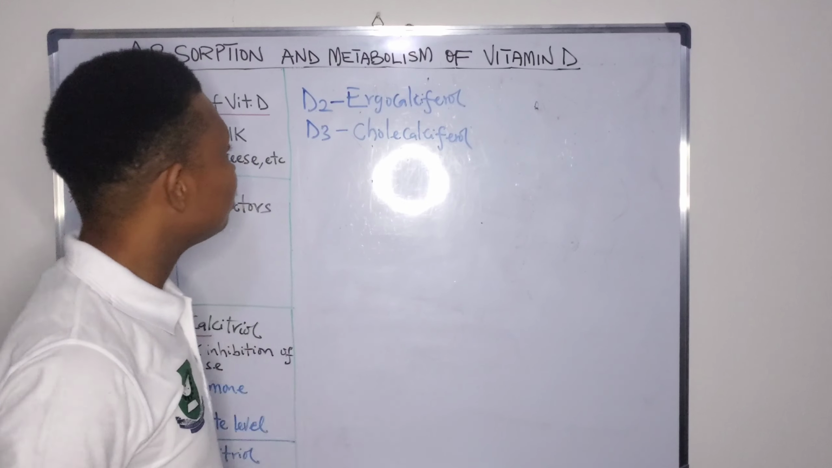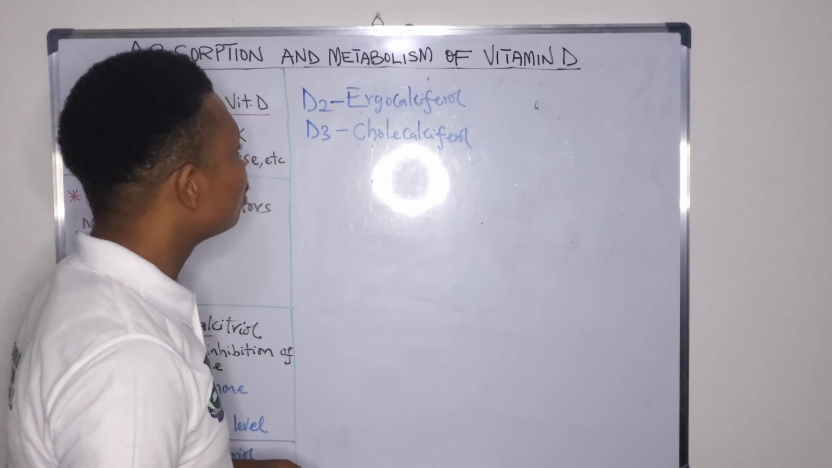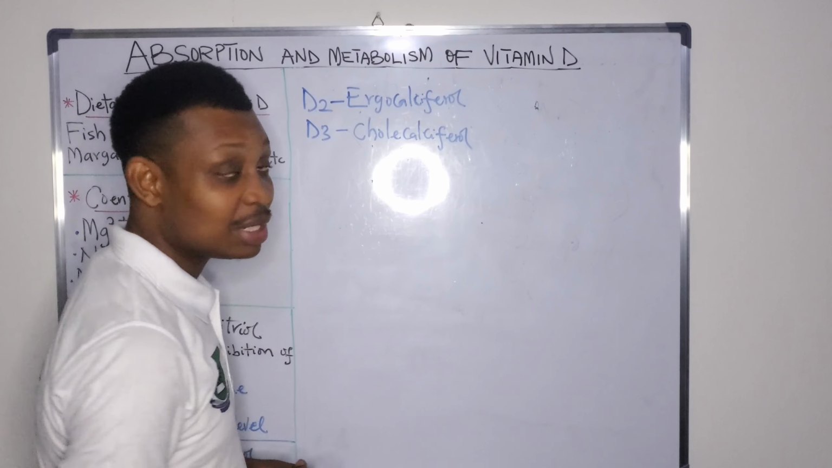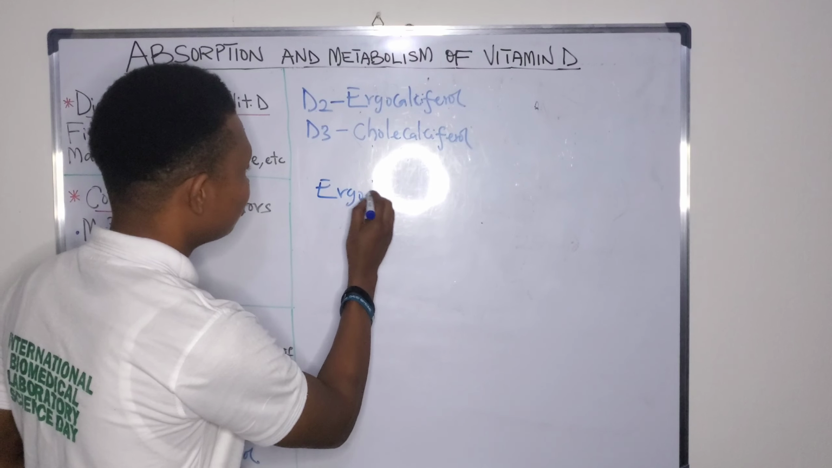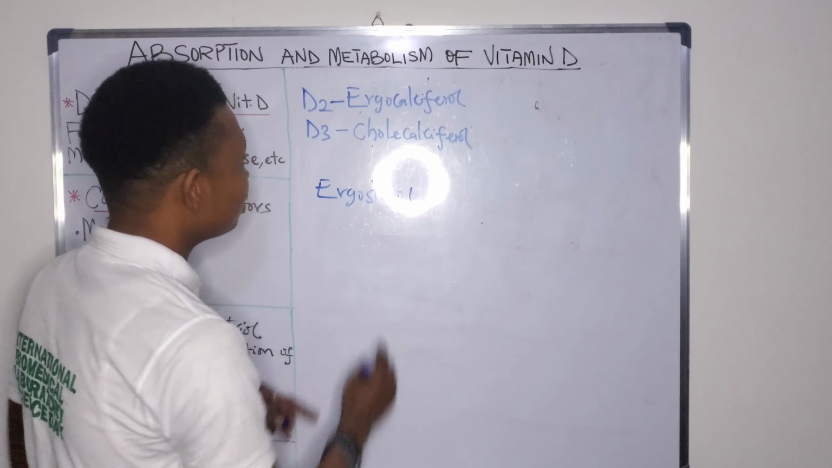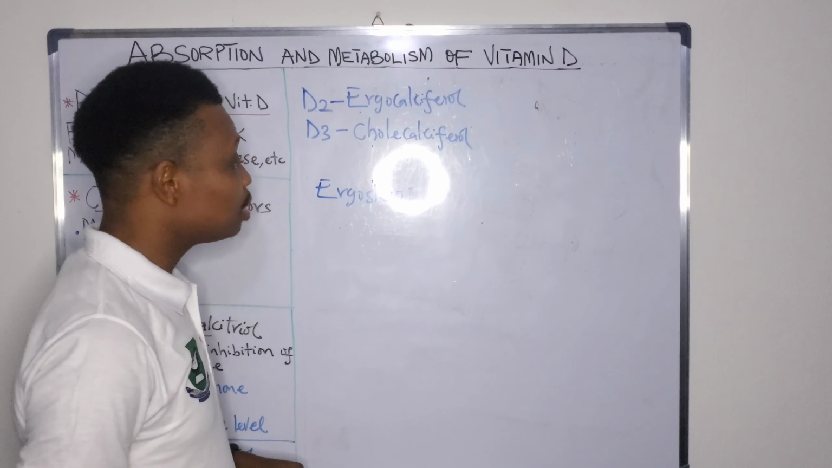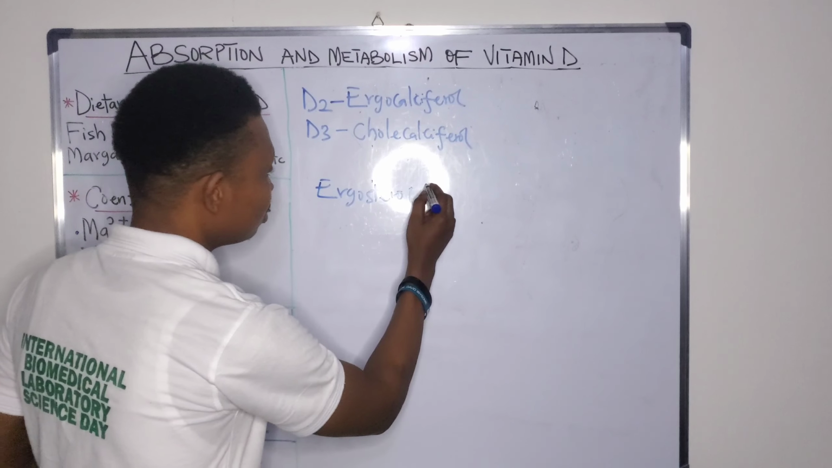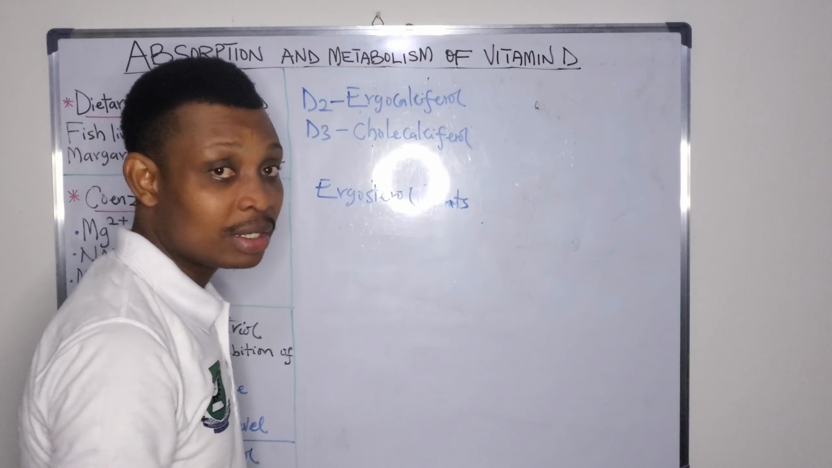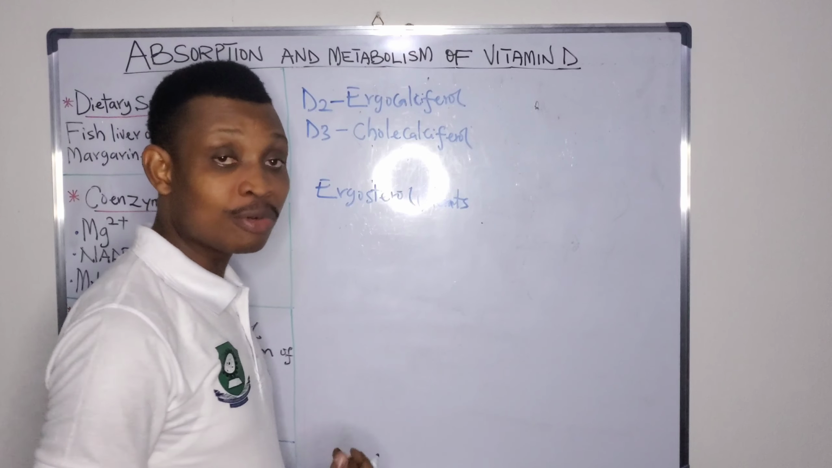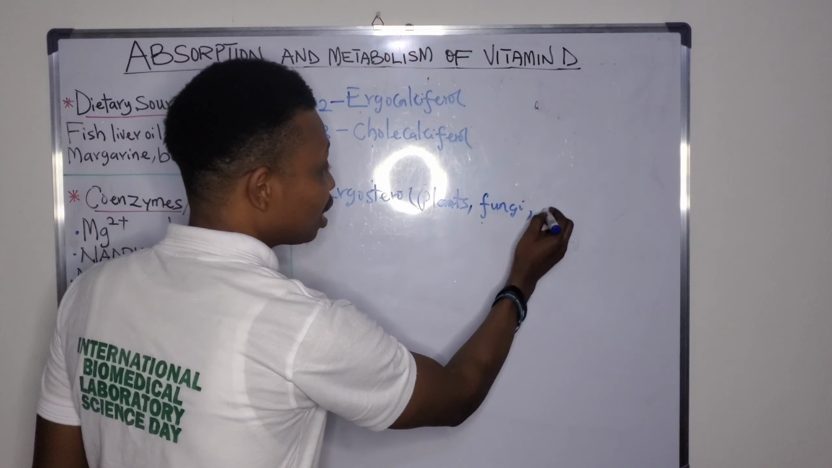So, these vitamins have their respective precursors. The precursor of vitamin D2 is called ergosterol. And ergosterol is usually found in plants, but it can also be found in the cell membrane of fungi and protozoa.